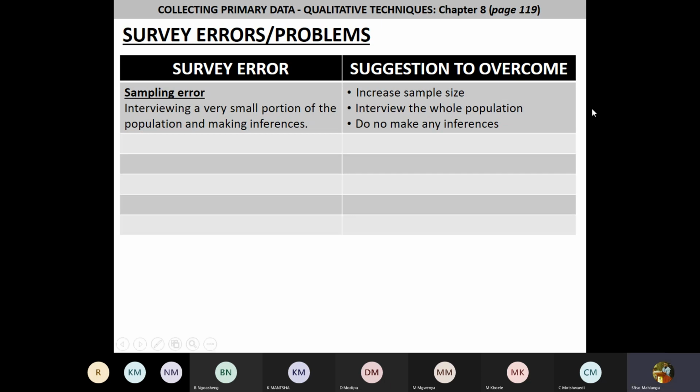And lastly, you can rather not make any inferences. That is another suggestion that you can always give to overcome this error. These suggestions are not in the textbook, so these are practical suggestions. I must be very specific about this one. You can think about them practically, use common sense. Some of the words you might find in the textbook, but they are not clearly articulated. So in the slide here, you will see that not making any inferences is a suggestion.